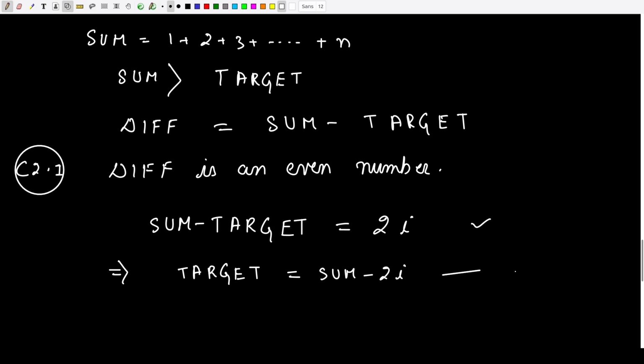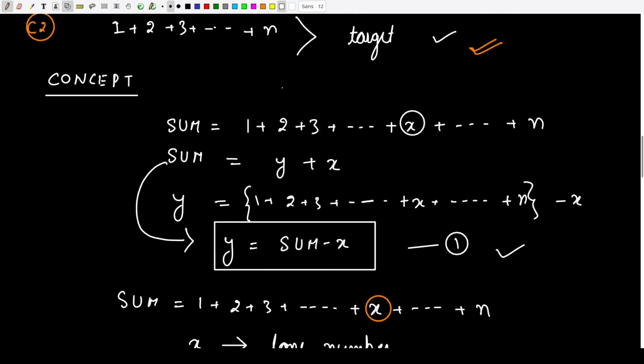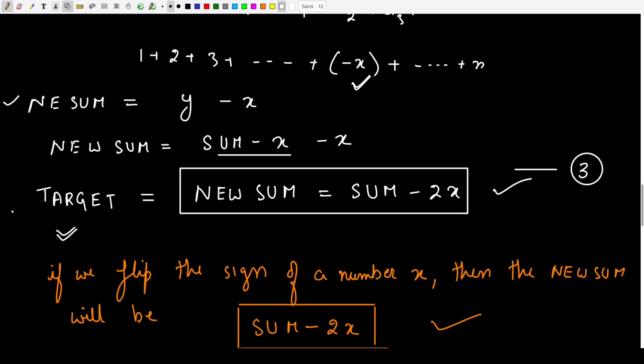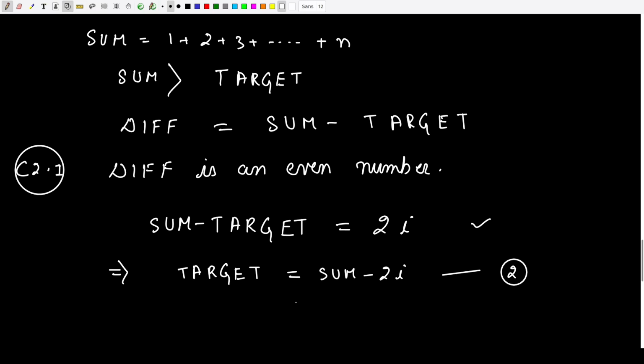Now let's call this the second equation, and I want to compare it with the concept we have just discussed. So let us go back to the concept. From our concept, what we have understood is target is equal to sum minus 2x. Now let us draw the parallel between the second and third equation. Over here also, target equals sum minus 2i. So that simply means i is the number whose sign needs to be flipped.